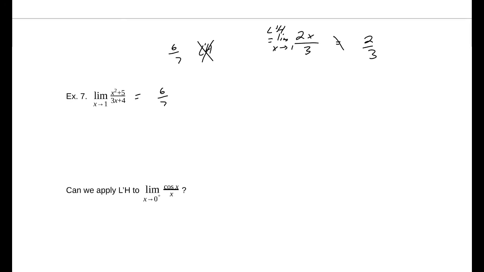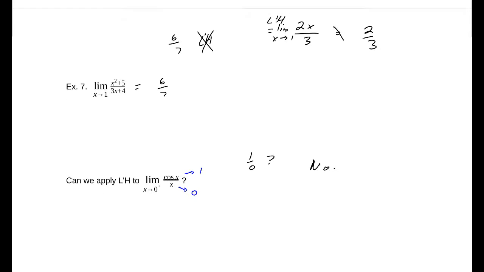Can we apply L'Hopital's rule to the limit as x approaches 0 from the right of cosine x over x? Well, if we see where that limit's going, the numerator is going to 1, and the denominator is going to 0. So this is a 1 over 0 case. So no, we cannot apply L'Hopital's rule here. In fact, the limit here is going to be infinity because it's 1 over 0. But the answer to the question is no. L'Hopital's rule does not apply.